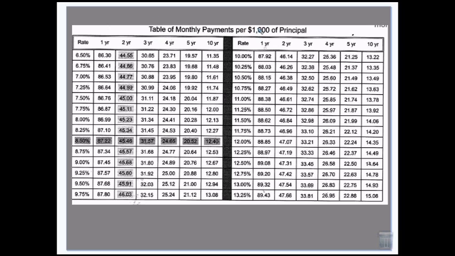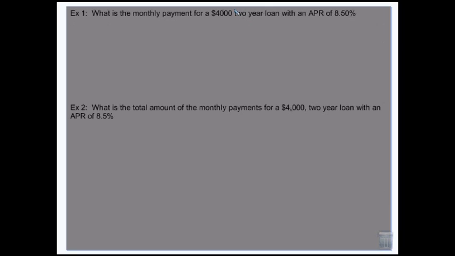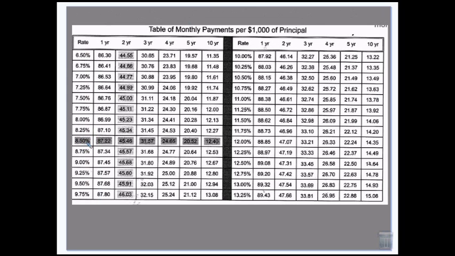If I take out a $4,000 loan, it's going to be $86.30 times 4,000s. Okay. So where am I? If I take out, oh, look at that, a $4,000 2-year loan at 8.5% interest. So if I come back here, here's my 8.5% interest, and here's my 2-year loan. So that makes my monthly payment $45.46.